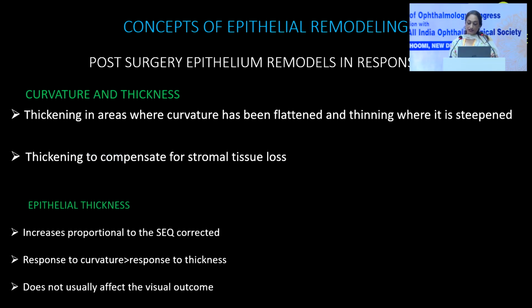So post-surgery, the epithelium remodels in response to both curvature and thickness, thickening in an area where curvature has been flattened, and thinning where it is steepened, and also thickening to compensate for the stromal tissue loss. What we need to remember here is that epithelial thickness increases proportional to the spherical equivalent corrected. The response to curvature is more than the response to thickness, and it does not usually affect the visual outcome.